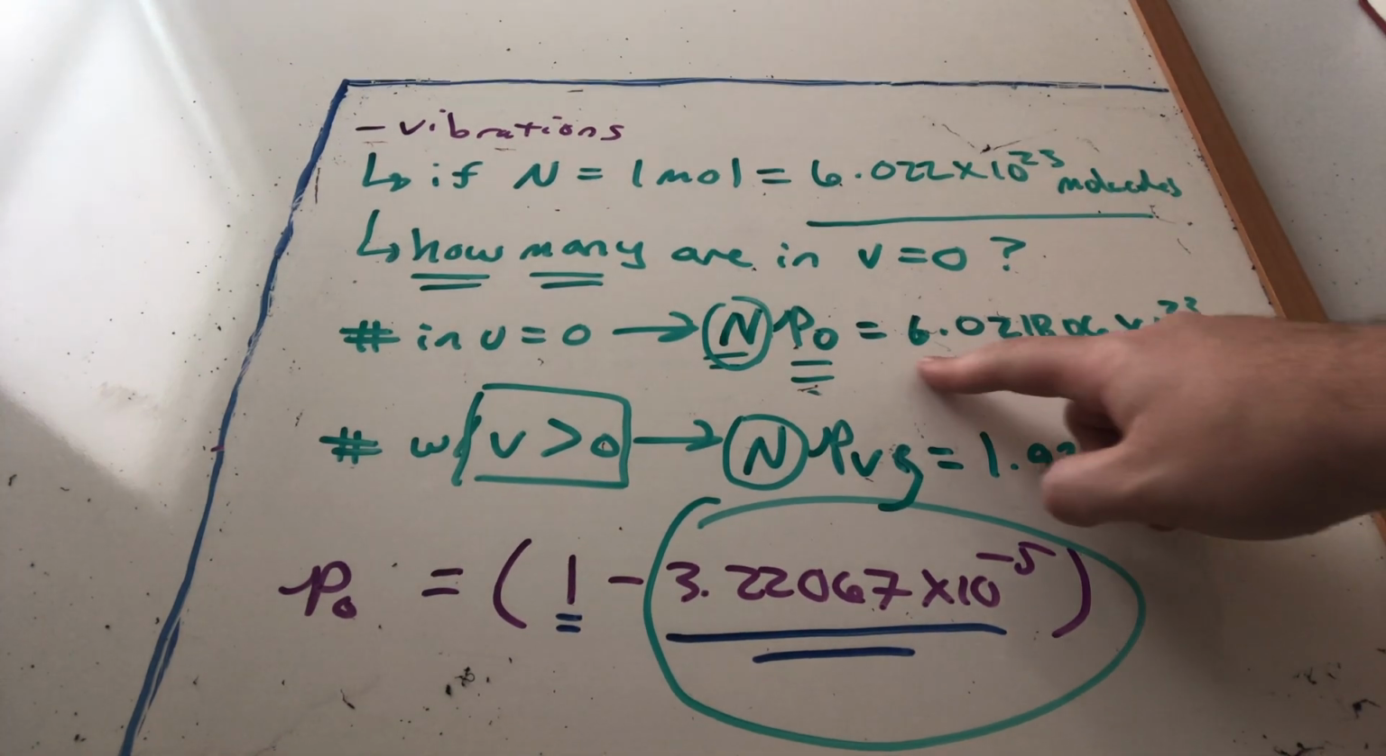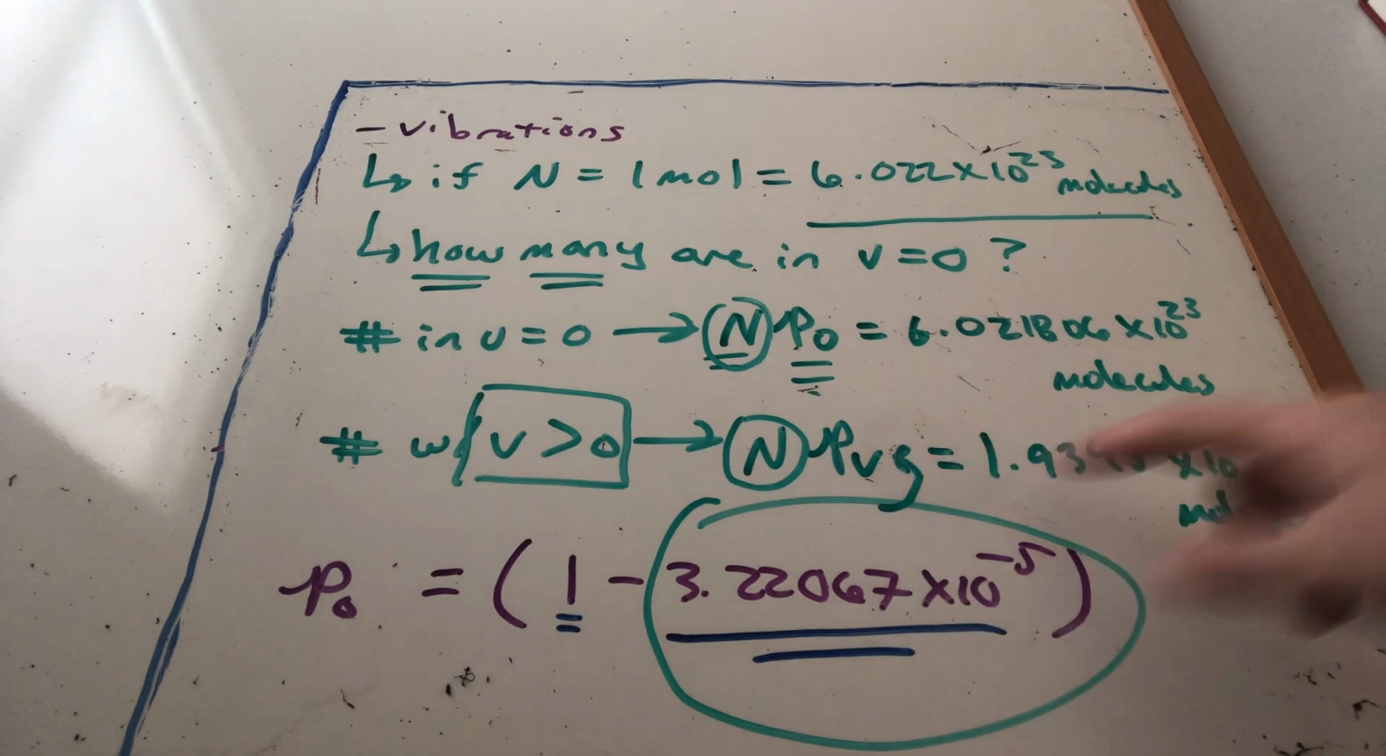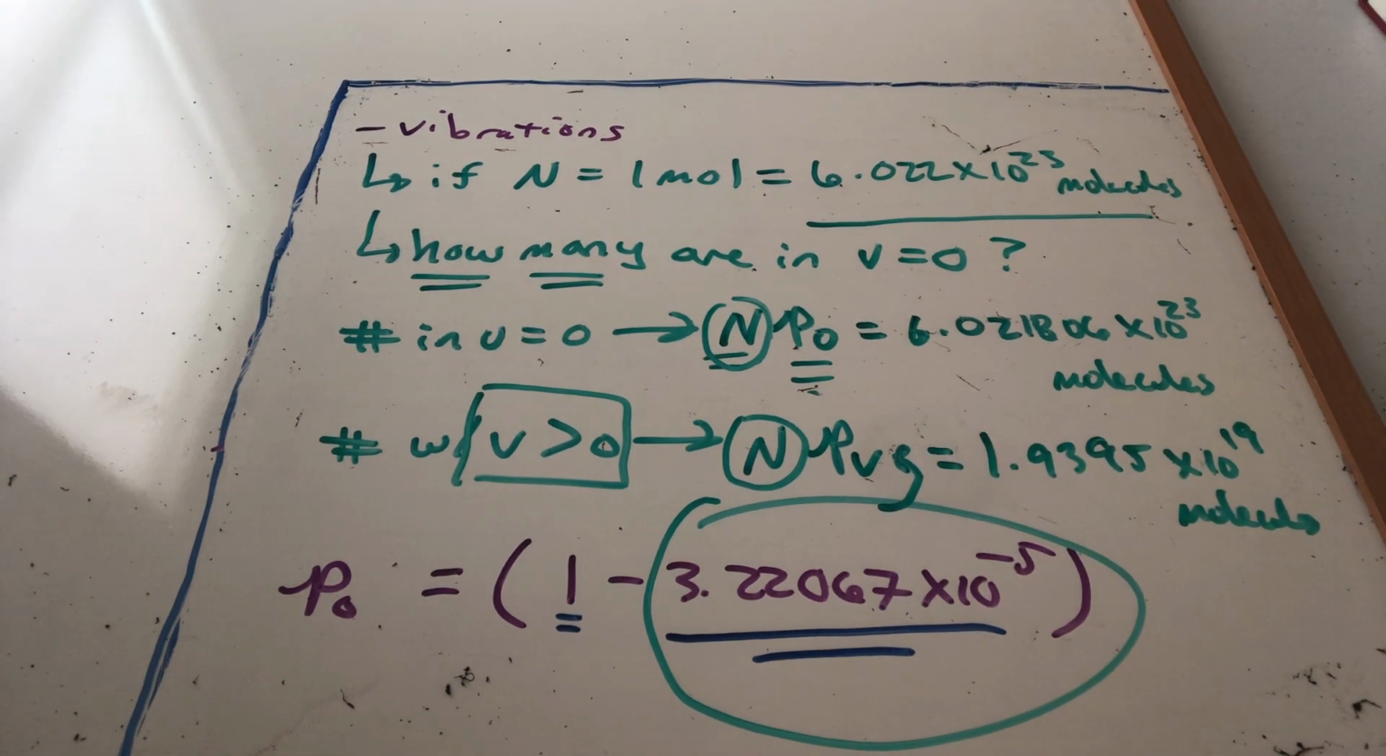You are like 10 to the 5th more likely to find something in the ground vibrational state than something not in the ground vibrational state. So you have like a 10 to the 5th difference here. That makes it statistically improbable to find a molecule outside of the ground state.